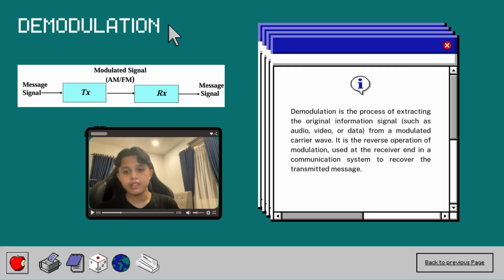What is demodulation? Demodulation is the process of extracting the original information signal, such as audio, video or data, from a modulated carrier wave. It is the reverse operation of modulation, used at the receiver end in a communication system to recover the transmitted message. As you can see in the image, this is the demodulation process.